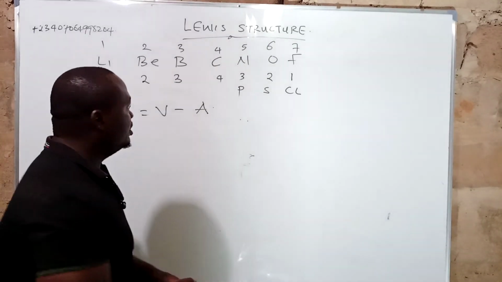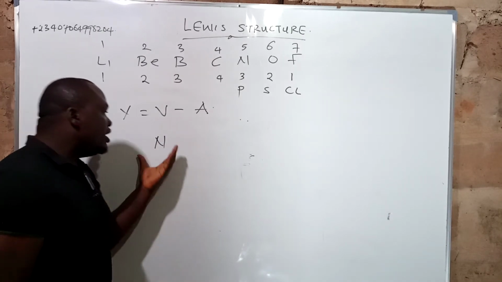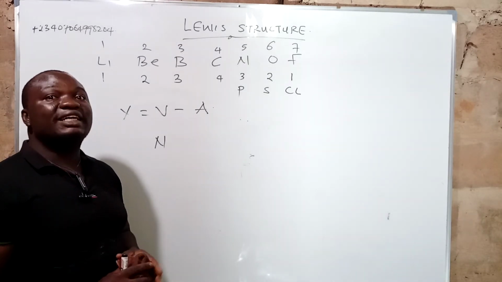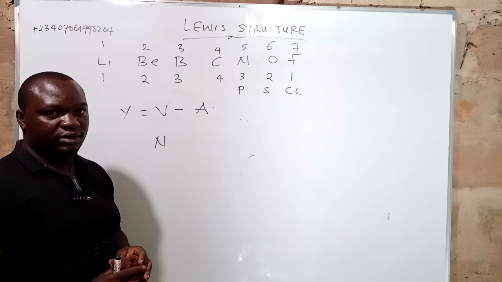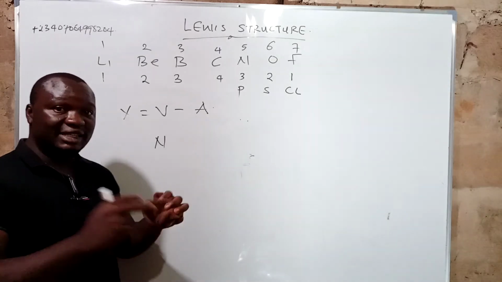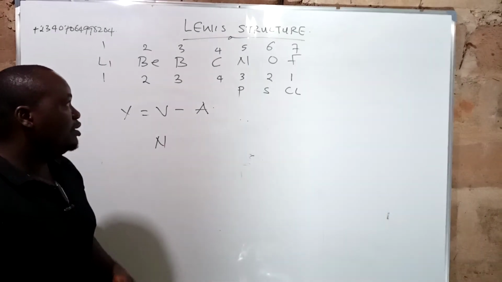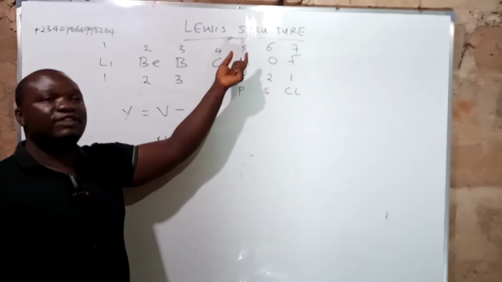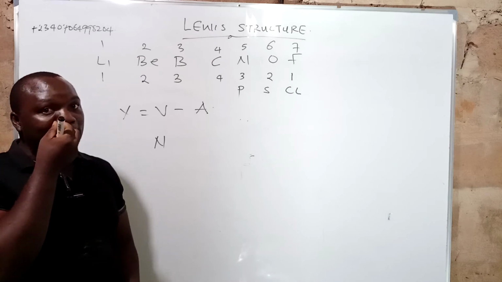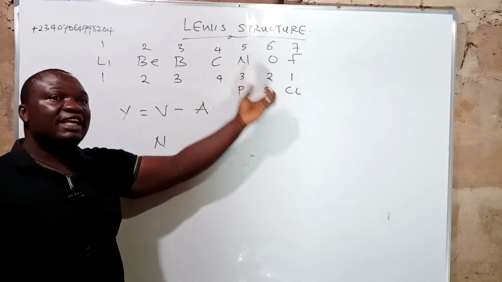For example, let me bring nitrogen here. How many electrons does nitrogen need for it to be stable? It needs 8 electrons for it to be stable, for it to attain the octet structure, right? But nitrogen has 5 valence electrons available. So how many valence electrons does it need? 3, right? So it has 5 valence electrons available.